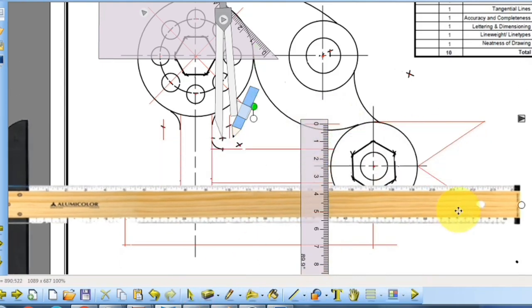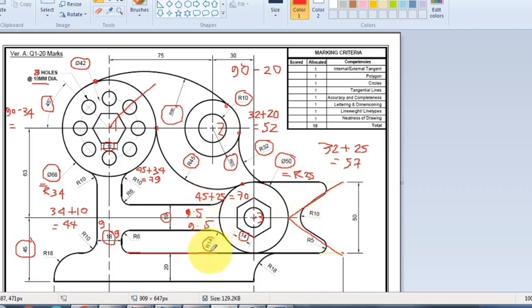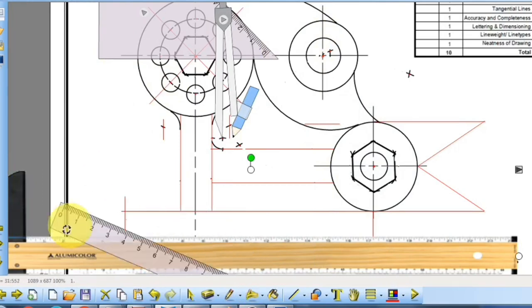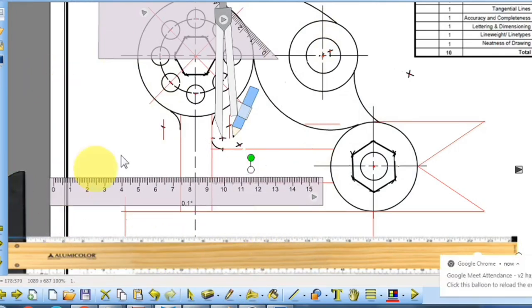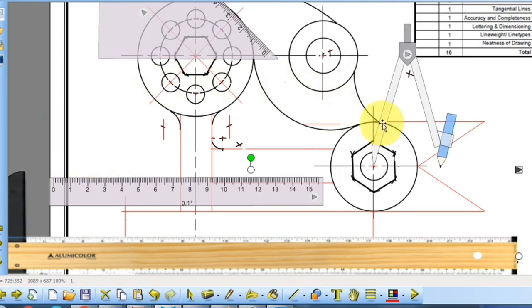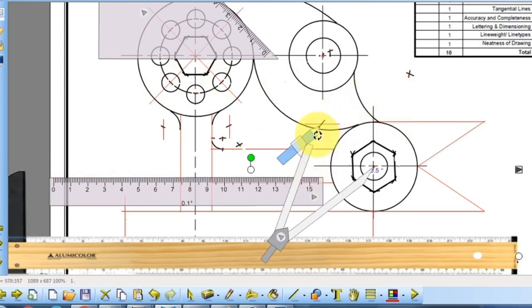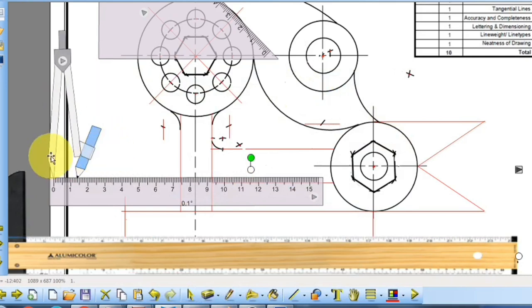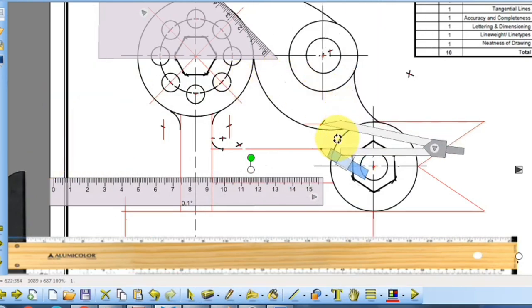Okay. And then we are going to calculate radius 14 plus 25. Okay. So 25 because of touching the circle. So 14 plus 25 for this circle, 25, is equal to 39. So 39. So open the compass to 39. Okay. So from here, 39. And now we can open the compass to radius 14. So 14 is here. So now this is 14 here, and now it is touching perfectly.